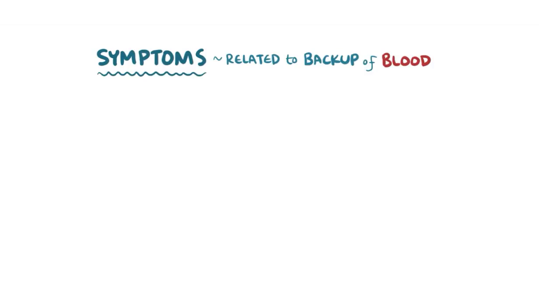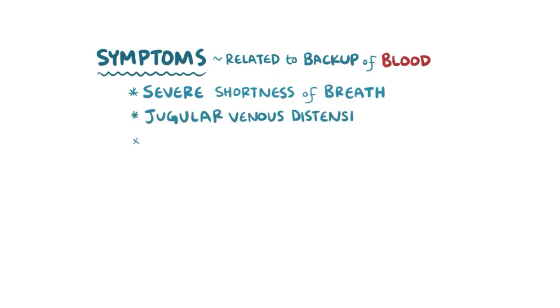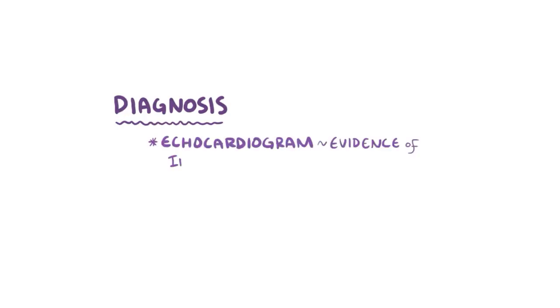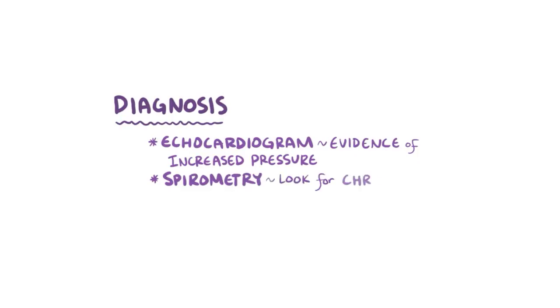Because cor pulmonale stems from pulmonary hypertension, the symptoms are all related to the backup of blood in the venous system. That being said, pulmonary hypertension can lead to severe shortness of breath, and from blood being backed up in the body, it can cause jugular venous distension, hepatosplenomegaly, and edema. The diagnosis of cor pulmonale is usually made with an echocardiogram that shows evidence of increased pressure in the pulmonary arteries in the right ventricle. Follow-up tests can be done to identify the underlying cause. For example, spirometry can be done to look for chronic lung disease.